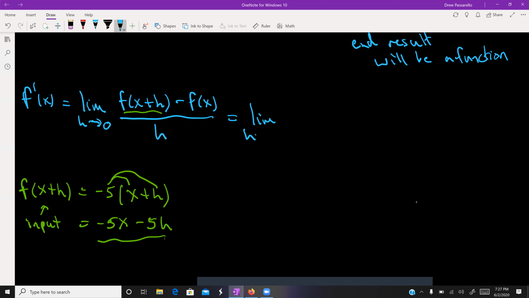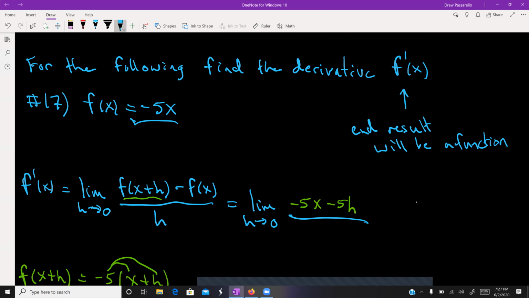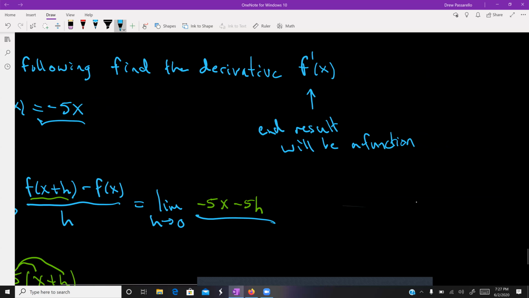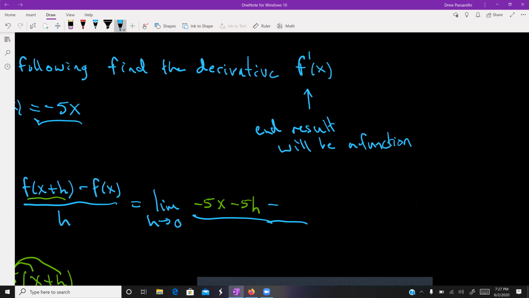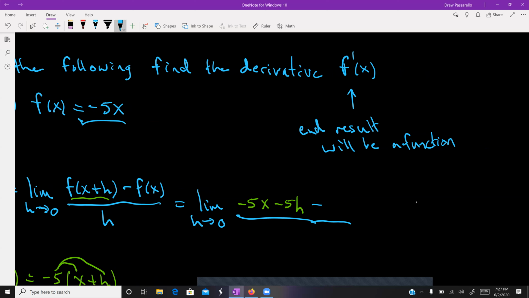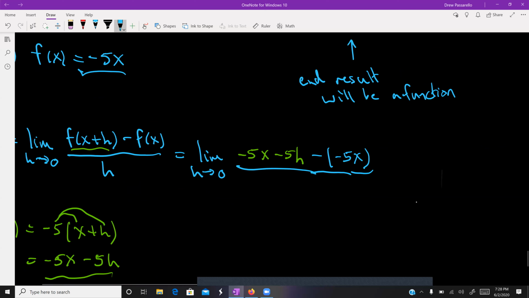Limit as h goes to 0, and instead of f of x plus h, which I found in green, that's -5x minus 5h. And f of x, well, what is f of x? f of x is -5x. So it's going to be minus, because of the minus in the formula, but then there's a minus with the 5x. So it's going to be minus times minus 5x. You've got to be careful with the minus signs. And then divided by h.